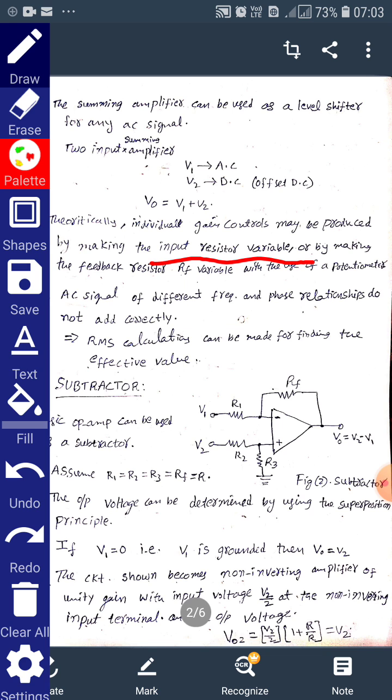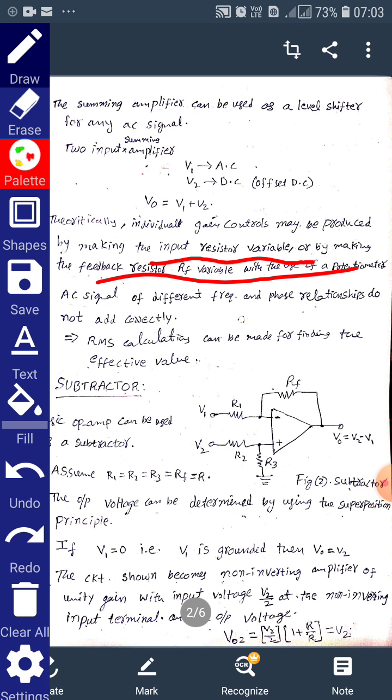If the input resistors R1, R2 and so on, we can make them variable. The feedback resistance also, RF, which we have one feedback resistance, that also we can vary by using a potentiometer. So AC signals of different frequency and phase relationship do not add correctly.